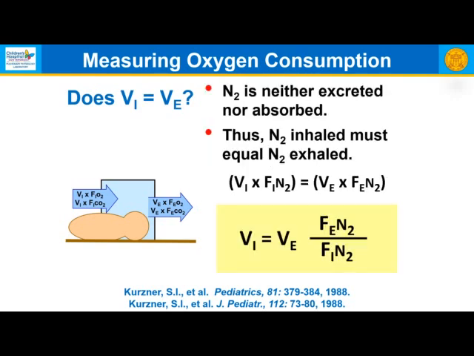But can we calculate this? There's another gas we haven't talked too much about, which is nitrogen. Nitrogen is neither excreted nor absorbed. Thus, nitrogen inhaled must equal nitrogen exhaled. Inspired ventilation times inspired nitrogen equals expired ventilation times exhaled nitrogen. So we can reconfigure this and calculate inspired minute ventilation as expired ventilation times the nitrogen ratio, that is exhaled nitrogen over inspired nitrogen.